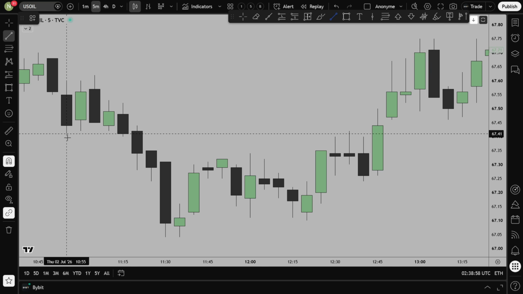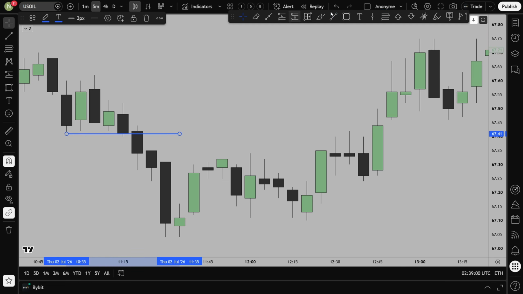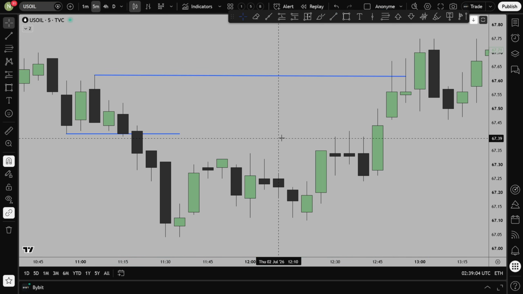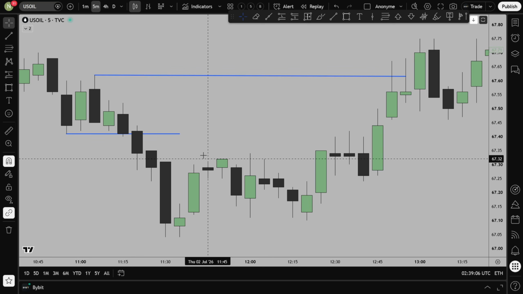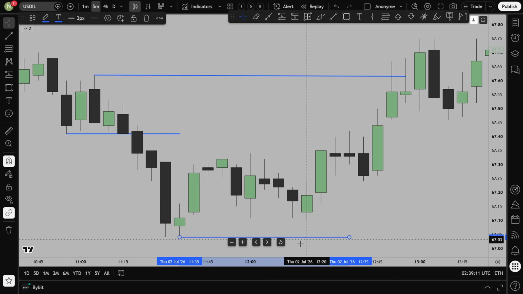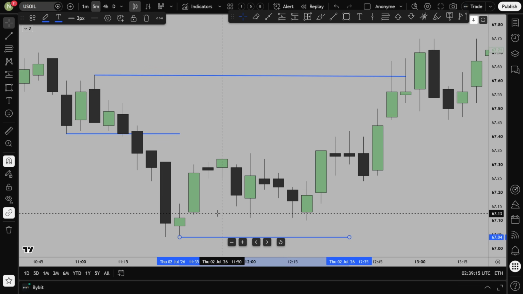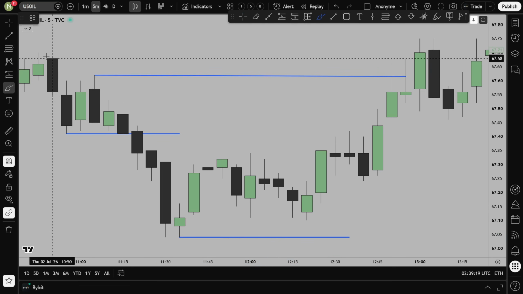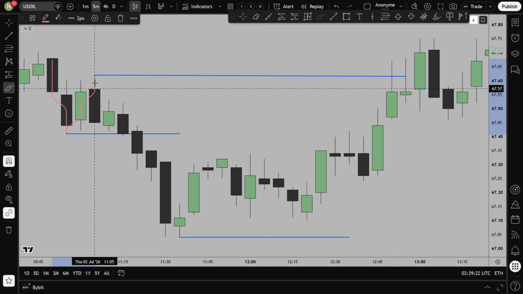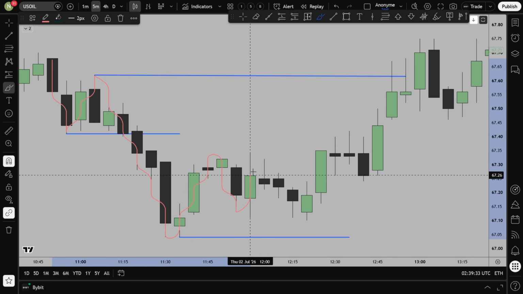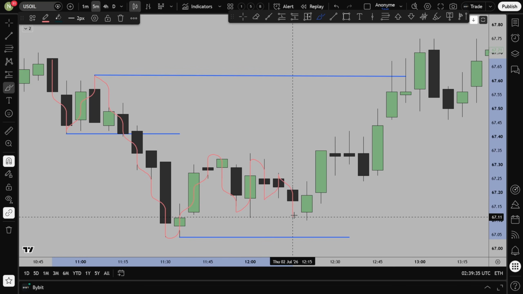So here is a break of structure, here is the change of character. Great. Here is the next point that we are waiting for a break of structure. So in here you could see what I'm talking about. Price having a smaller move in time, but suddenly we're shifting into something different.